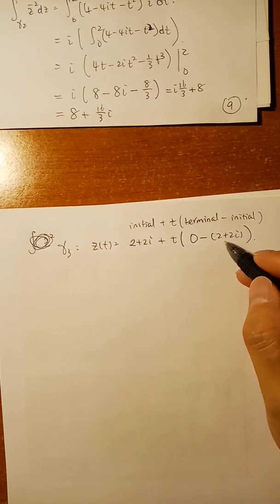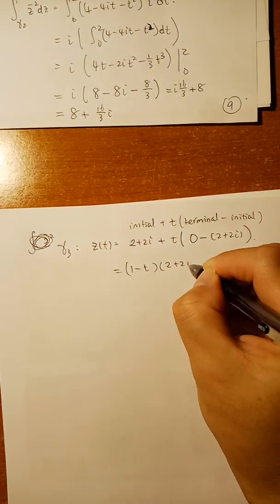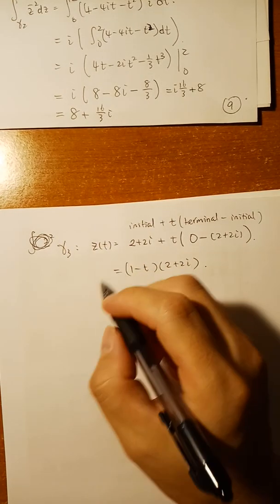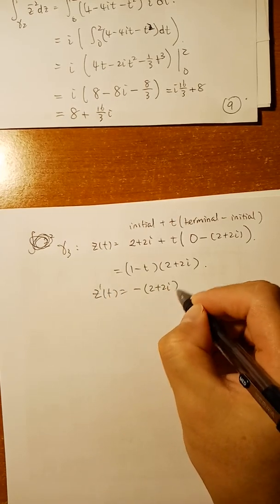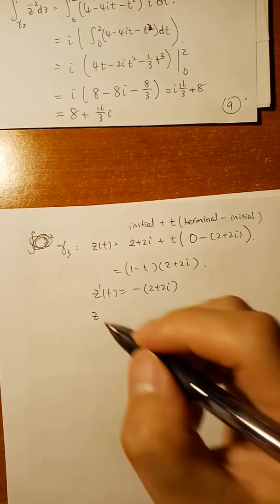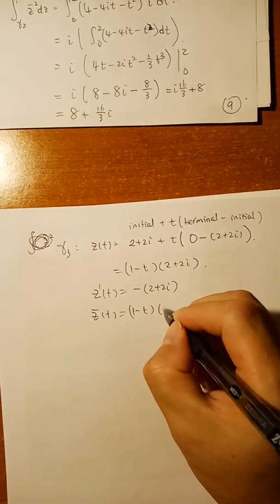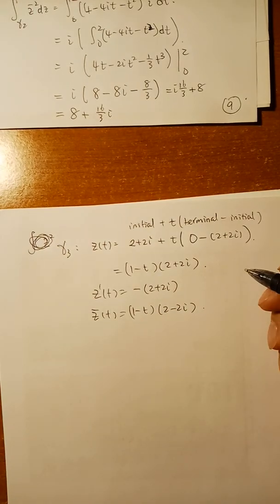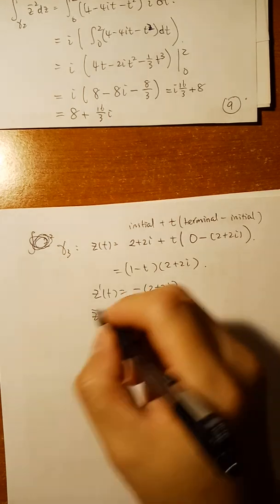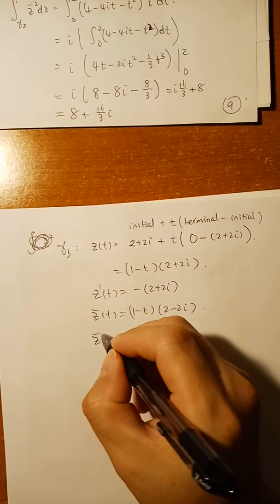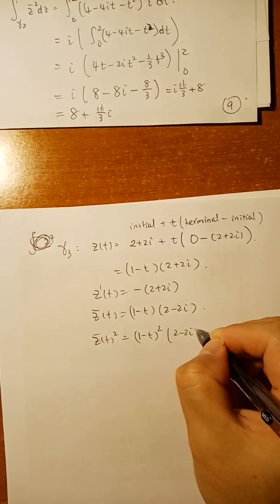Okay, then we simplify it. It's 1 minus t times 2 plus 2i. Then z prime of t is negative 2 plus 2i. And z bar of t is 1 minus t times 2 minus 2i. Okay, so we can square that. Z bar of t squared is 1 minus t squared, 2 minus 2i squared.